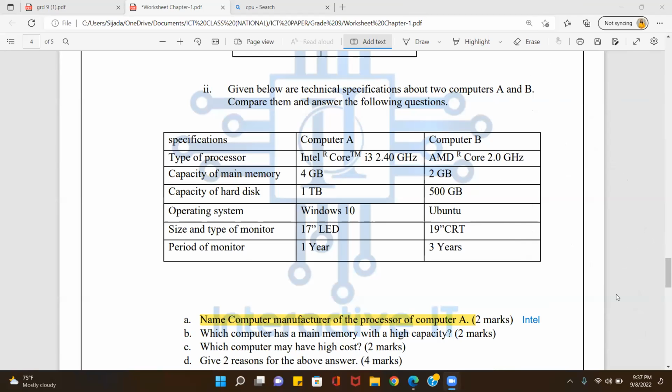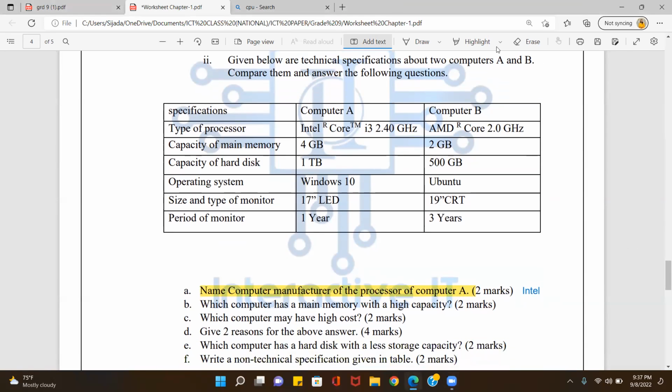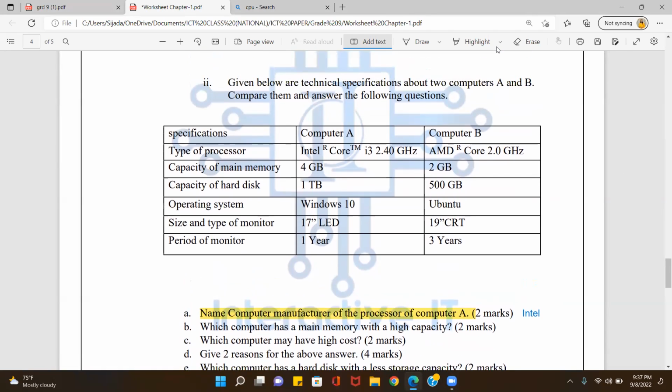So here, look at this computer and tell me, which computer has the highest storage capacity? Is it computer A or computer B? Computer A. Why? Because it is having TB. Yes. What about computer B? It is having less. GB is smaller than TB. Always remember, even though the value is 1 and 500, value doesn't matter. TB is bigger than GB. This is something that you have to note.